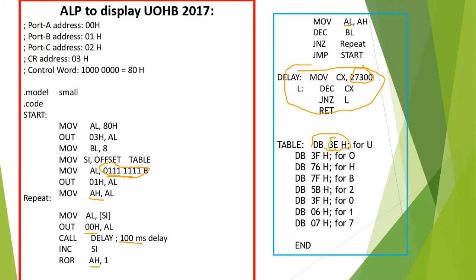So this is the way it works. If BL is not 0, that means it comes back to repeat here. We will take the data again and again. This is the way we can do it. Is it okay?